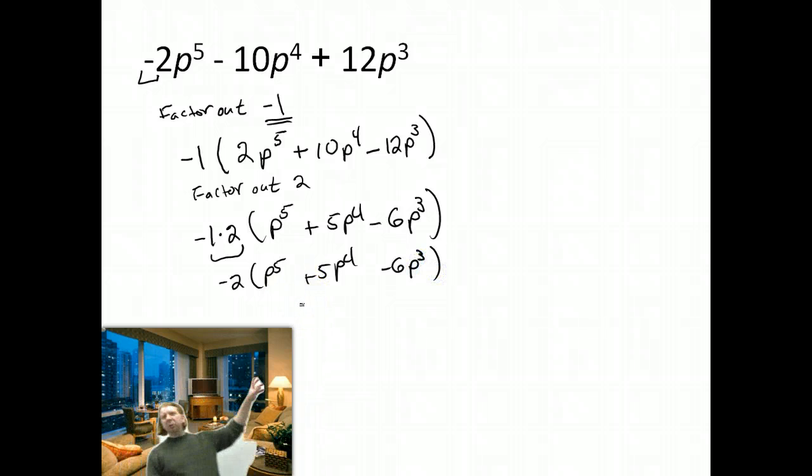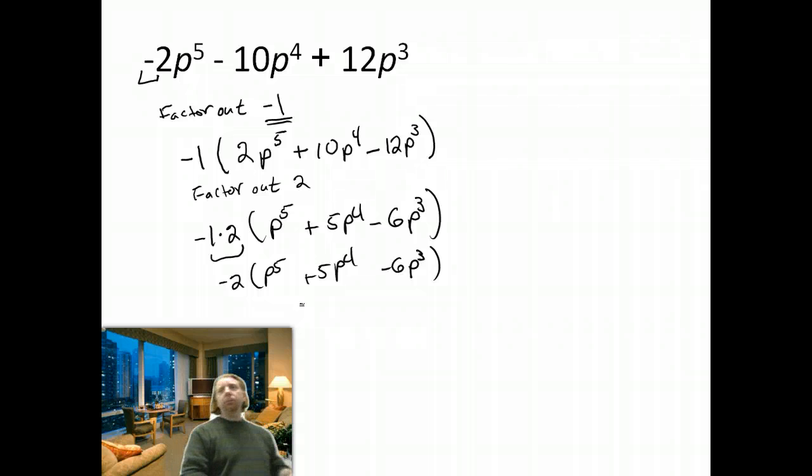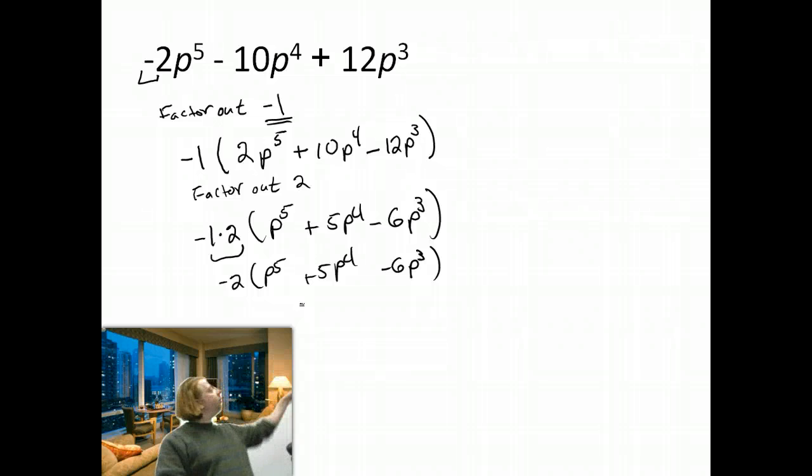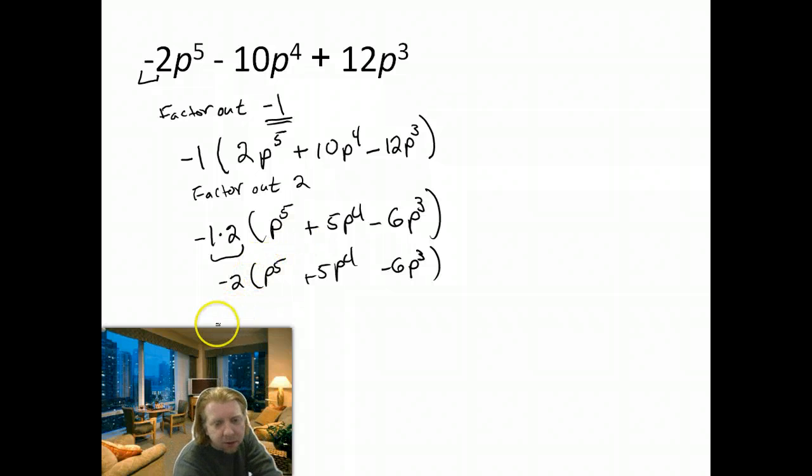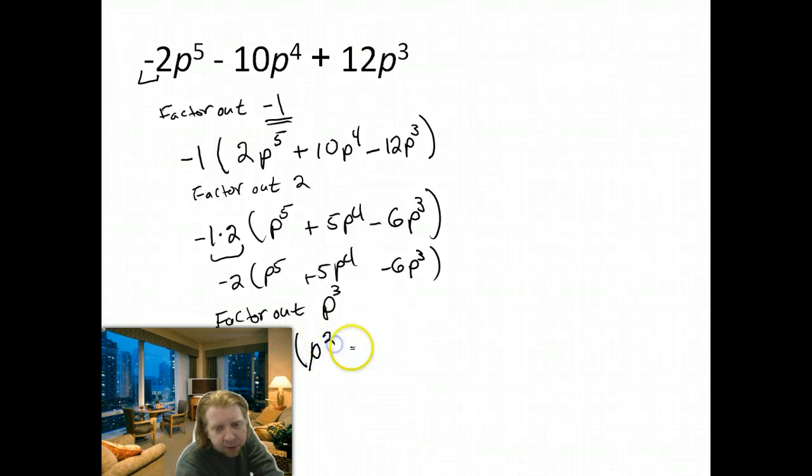Can I do anything? Can I do more? How many p's? 1p? 2p squared? P to the 3rd? P to the 4th? P to the 3rd. The lowest of the 3 exponents would be the GCF. So we're going to pull that guy out too now. So I'll write down what I'm doing. Factor out a p cubed. So it's negative 2p to the 3rd, leaves me p squared plus 5p minus 6.